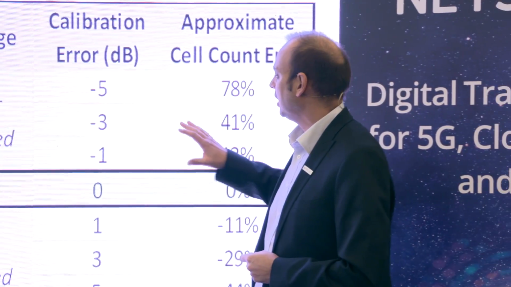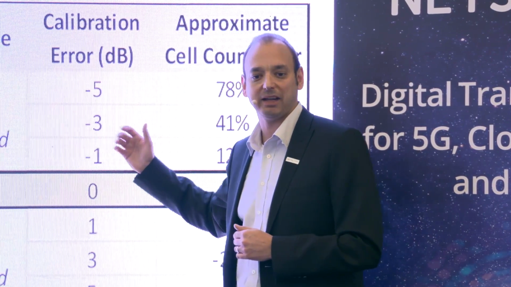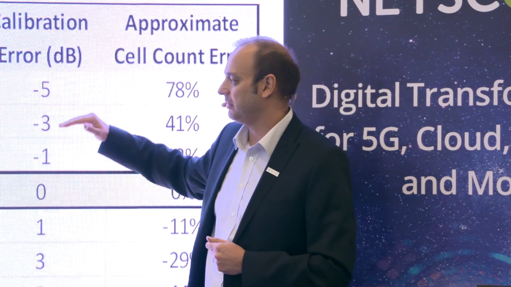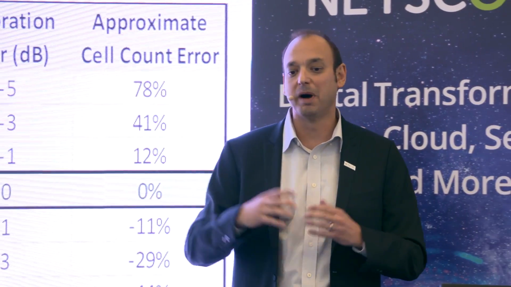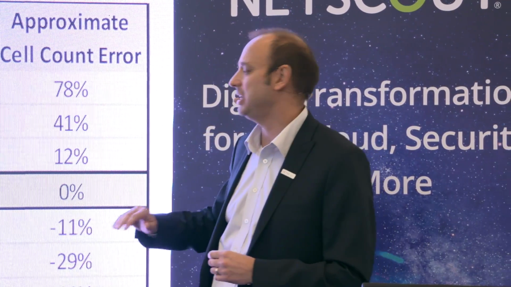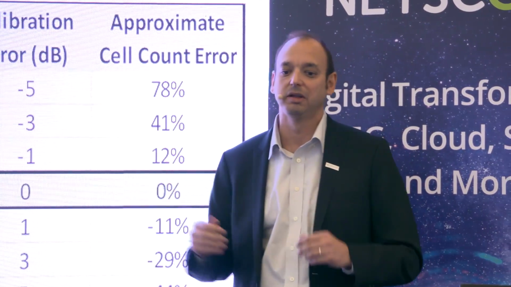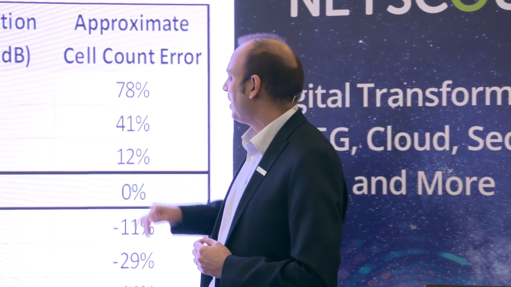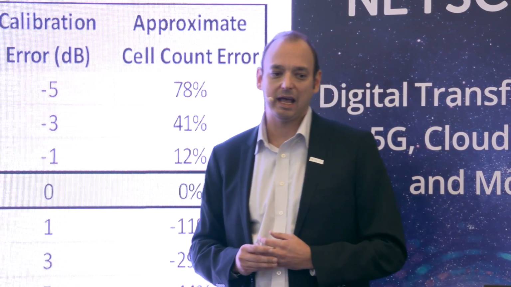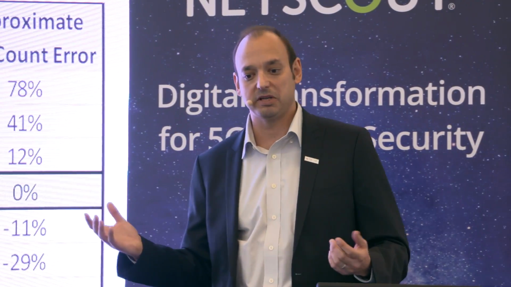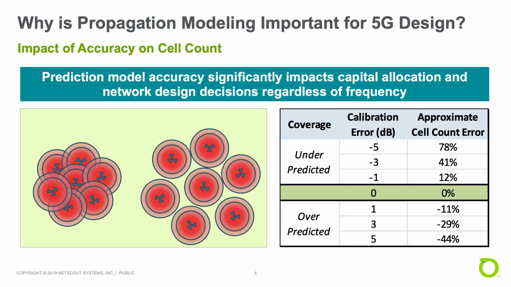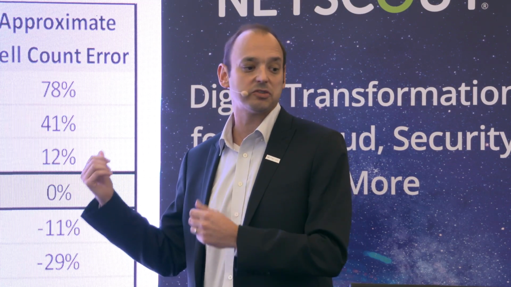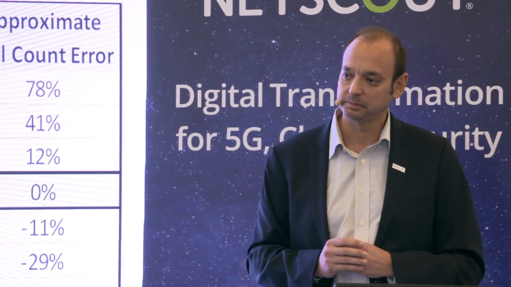These are pretty significant impacts as well. If your model is under-predicting by only 3 dB, and 3 dB is considered a pretty small number in the modeling world, the impact of that is 41% additional spending on your capital budget. And if you imagine what a typical wireless carrier's capital budget is for, say, 5G deployment, that's a really significant number.